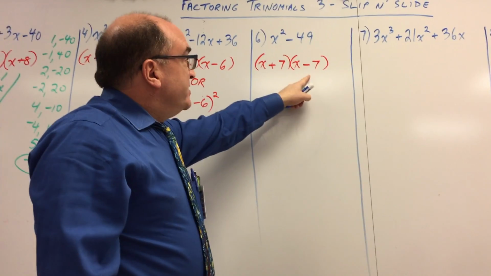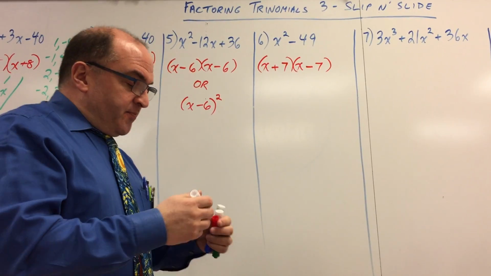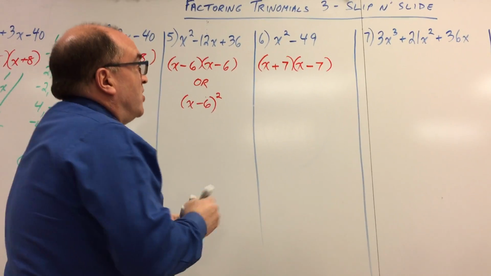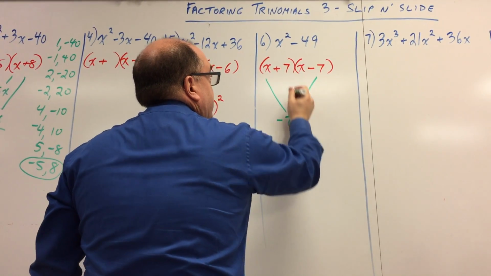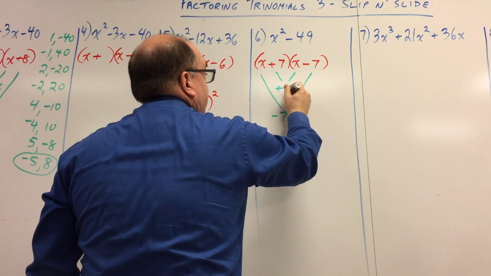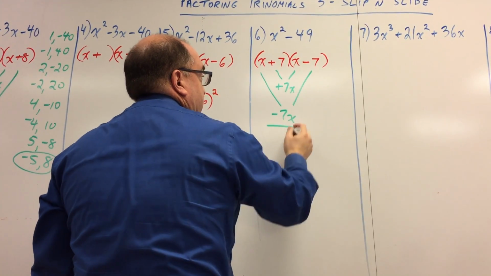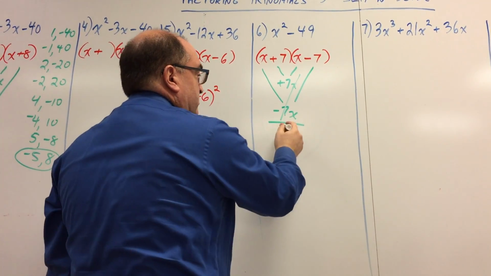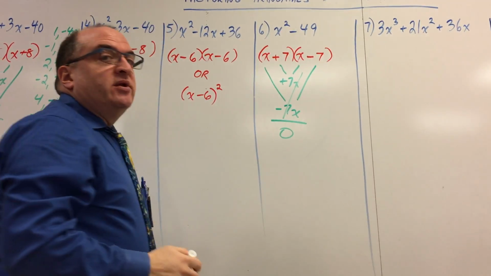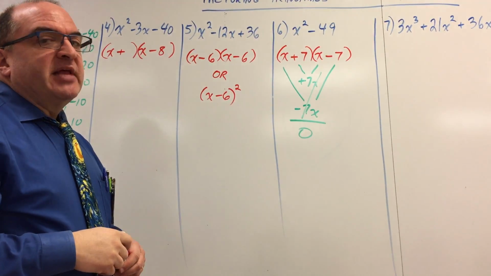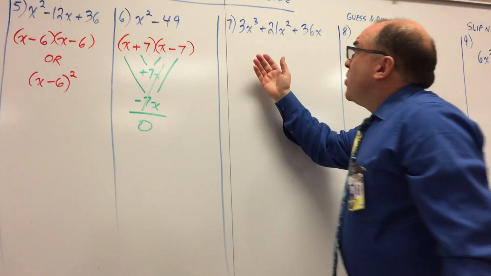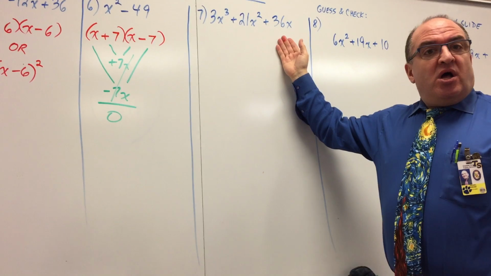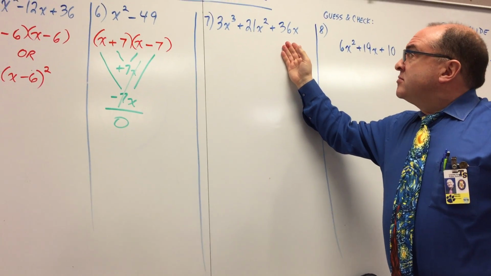You know 7 times negative 7 makes negative 49. But here, what's happening? The outer is negative 7x. The inner is positive 7x. And when you add them together, it drops out to 0. So you have no middle term. So there you go.